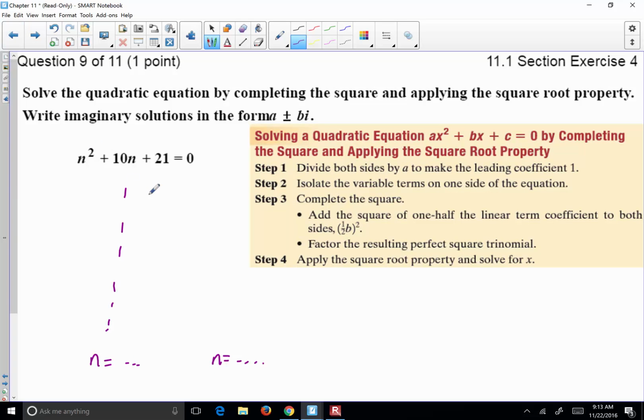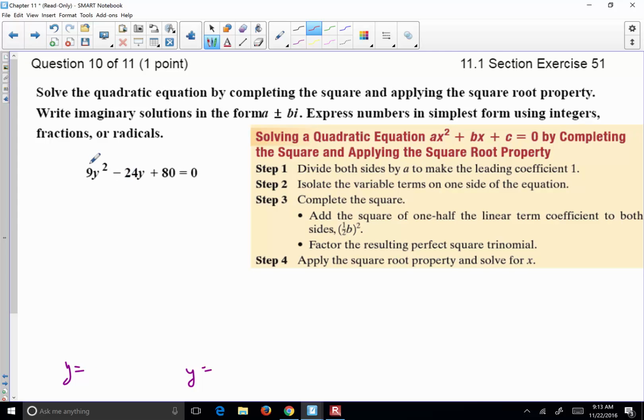But first, we need to prepare this question. Step 1. Let's read step 1. We need to divide both sides by a. What is a? What do you think a is here? A is a number, but where is it hiding? Would it be the 10? Nope, it's not 10. That's b. This is b. This is c. A is in front of the n squared. Yep, it's in front of the n squared. That's 1. If a is 1, you don't have to do step 1. You're lucky. So this question is considered a little bit easier because you don't have to do step 1.